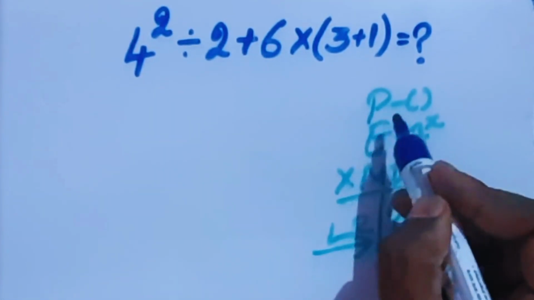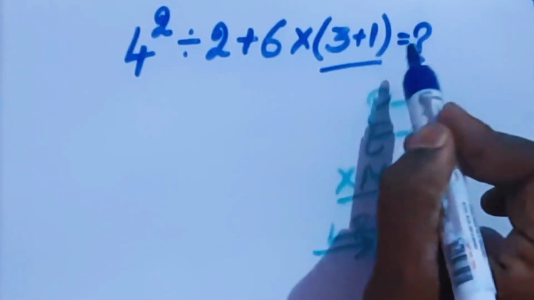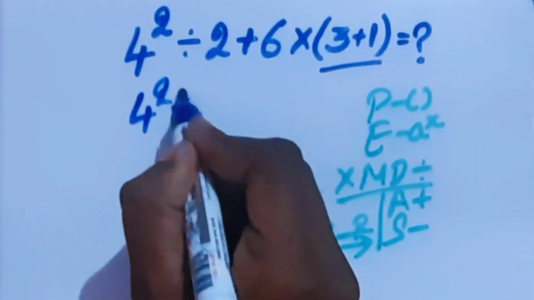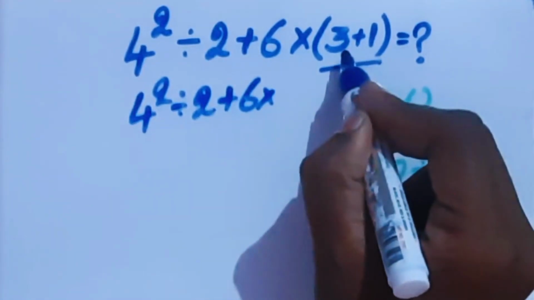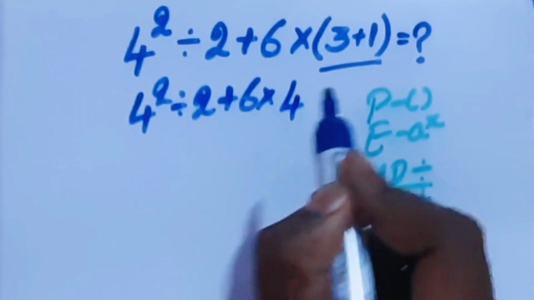Here, as per this PEMDAS rule, this bracket is higher priority. So, we have to do this bracket before any other operation. Here, 4 square divided by 2 plus 6 times the bracket, which is 3 plus 1. 3 plus 1 is 4.